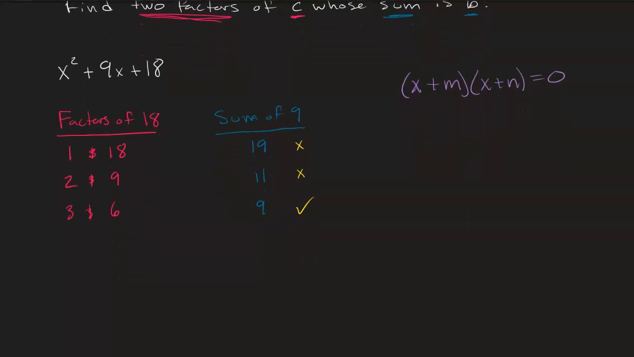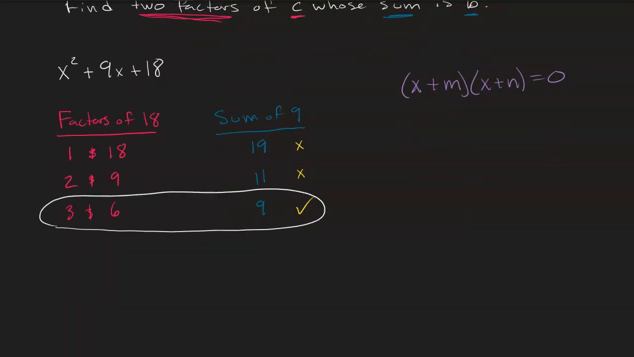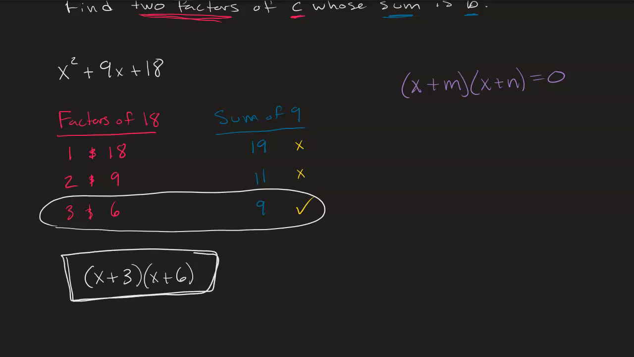So since these are the ones I'm going to use, then I can create my quantities that look a little something like this. I'm going to take my 3 and substitute that in for m, and I'm going to take my 6 and substitute that in for n. So I get the quantity of x plus 3 times the quantity of x plus 6. Notice I don't set it equal to 0 because in the original expression it's not set equal to 0, and that's fine. So I'm going to leave it like this, and this would be our factored form of the standard expression that was given to us.